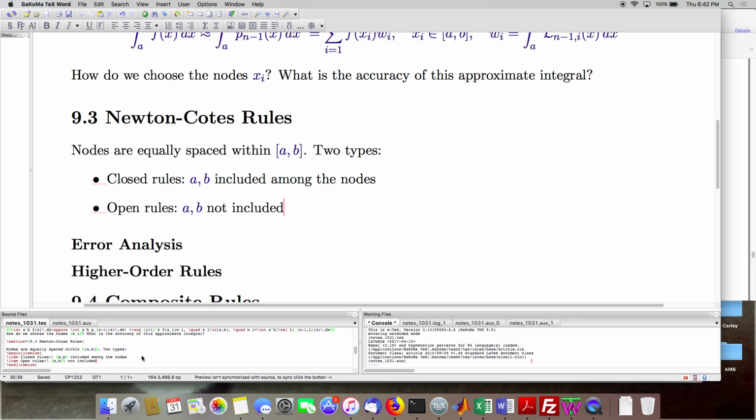Where before in this class has equal spacing been a bad thing?